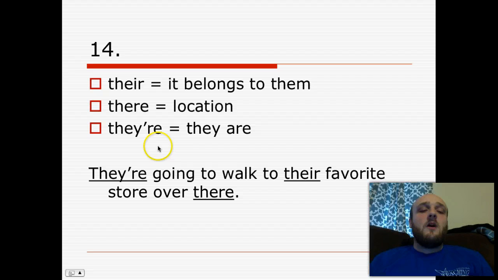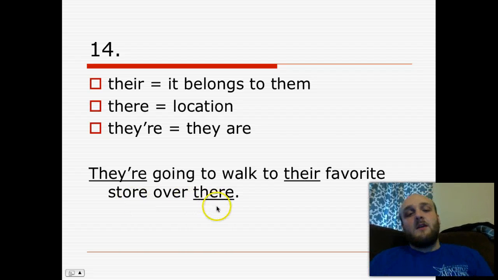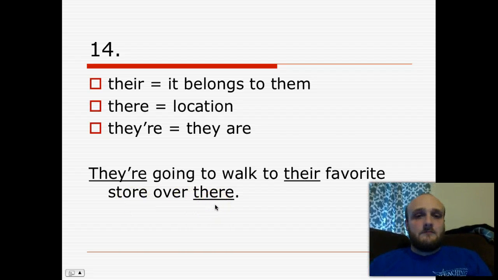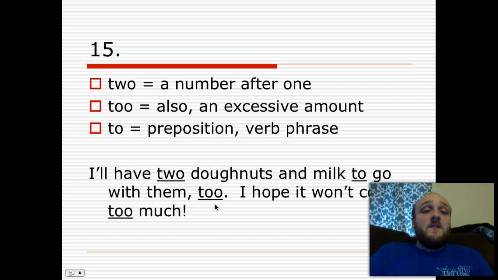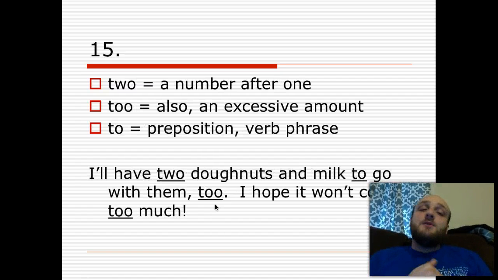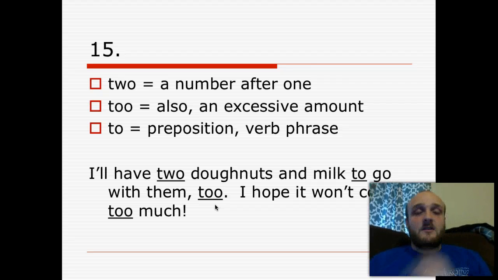So an example with all of these used appropriately. They are there. Going to walk to their, T-H-E-I-R, favorite store over there. Okay, T-H-E-R-E. Number 15. To, too, and two. They all sound the same, but they have very different meanings. Okay, the first one, T-W-O, is the number 2, the number after 1.